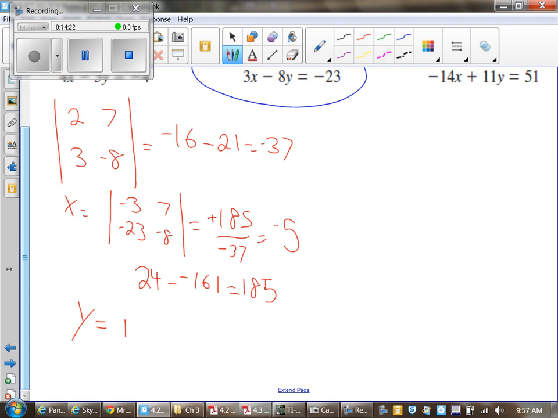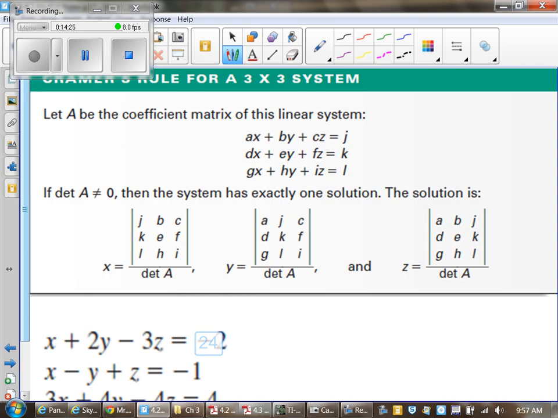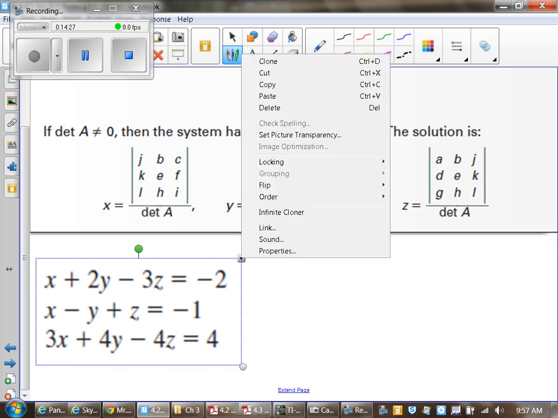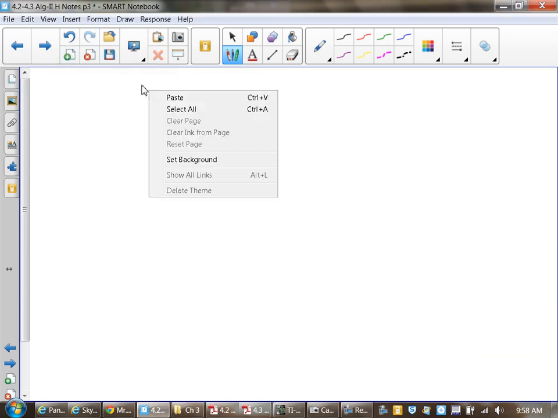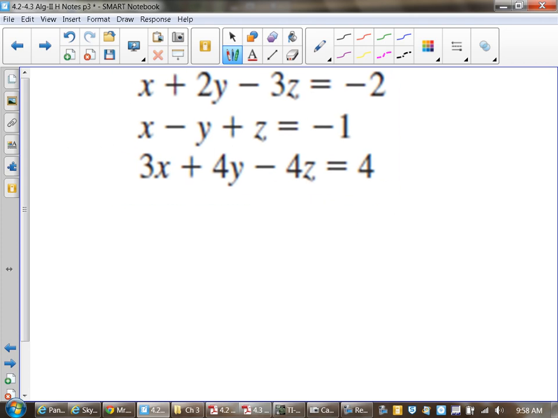Okay? So here's what we do. In a 3 by 3 setup, we'll start with this example. For the first equation, we have x plus 2y minus 3z is negative 2. The second equation is x minus y plus z is negative 1. And last but not least, 3x plus 4y minus 4z is 4.